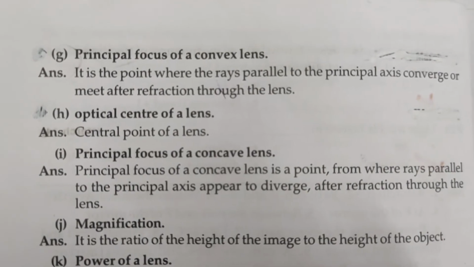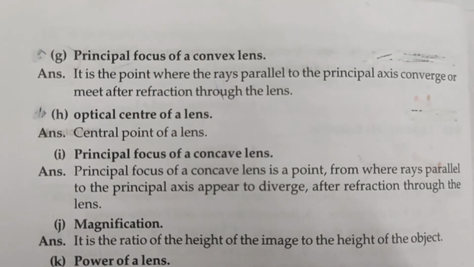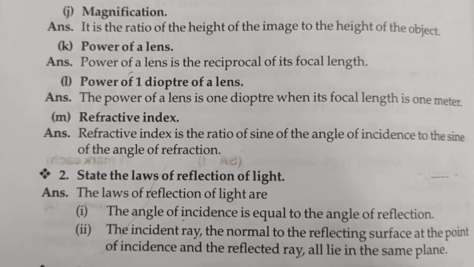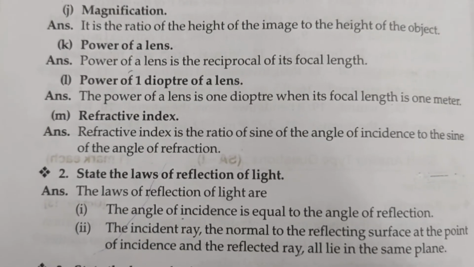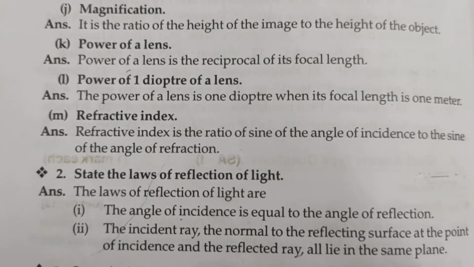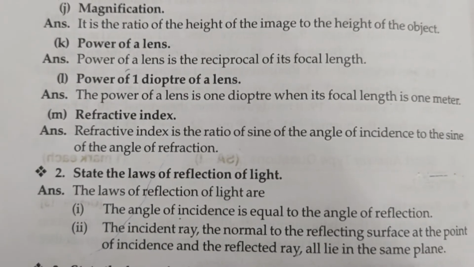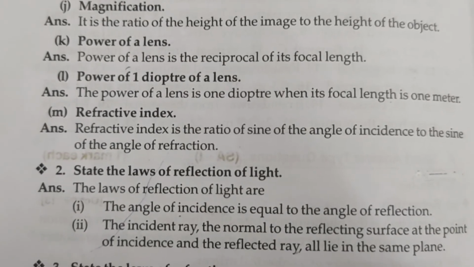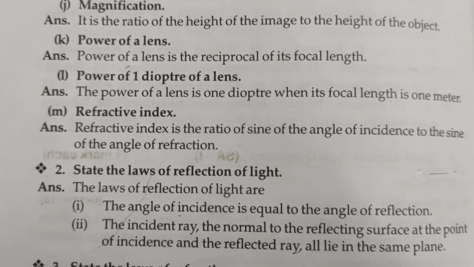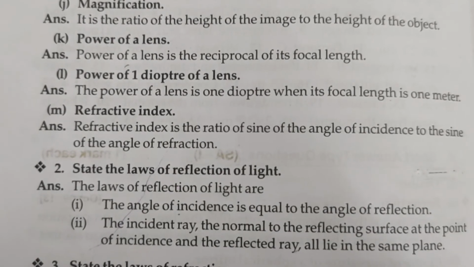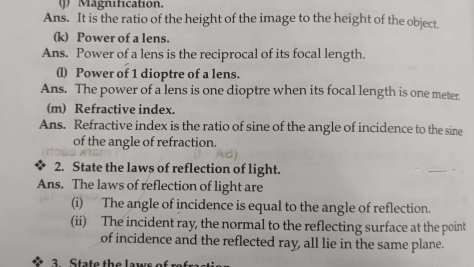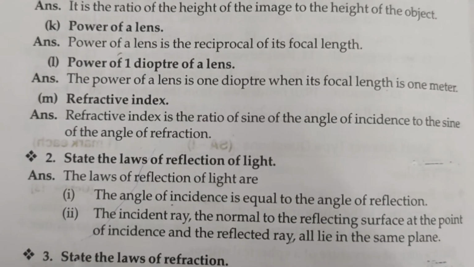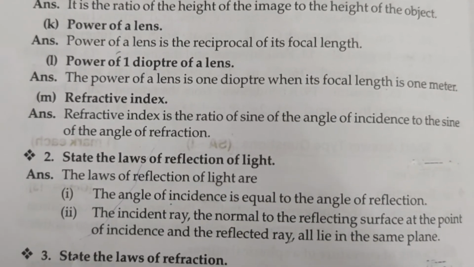Magnification. It is the ratio of the height of the image to the height of the object. Power of a lens. Power of a lens is the reciprocal of its focal length. Power of one diopter of a lens. The power of a lens is one diopter when its focal length is 1 meter. Refractive index. Refractive index is the ratio of the sine of the angle of incidence to the sine of the angle of refraction.